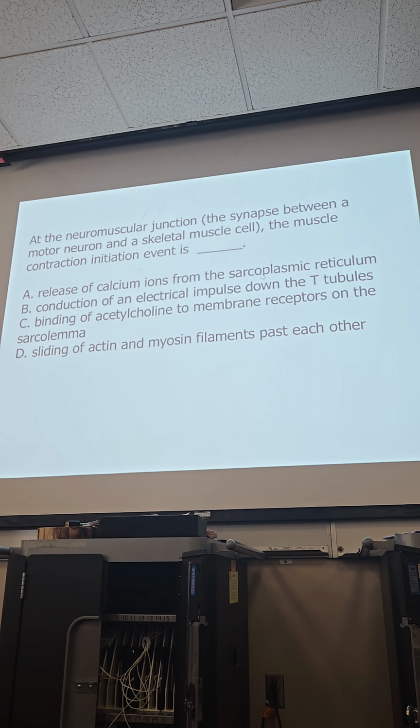So what gets released? Acetylcholine gets released and binds where? To the membrane of the SR on receptors, which then releases calcium.